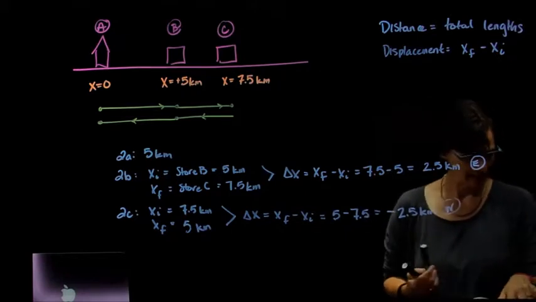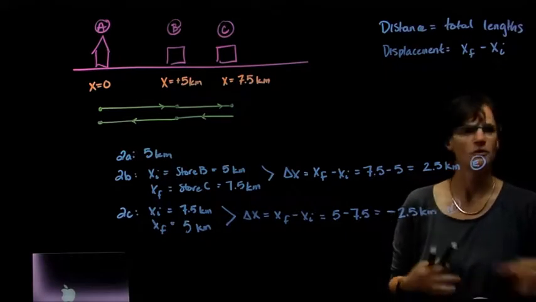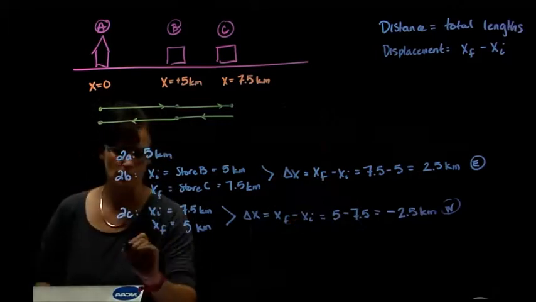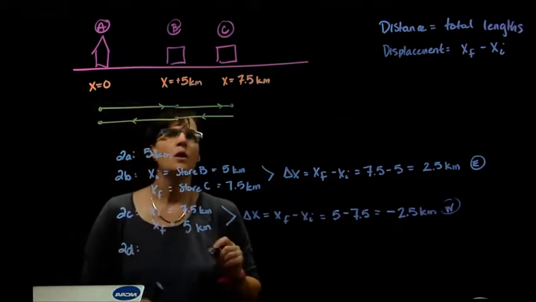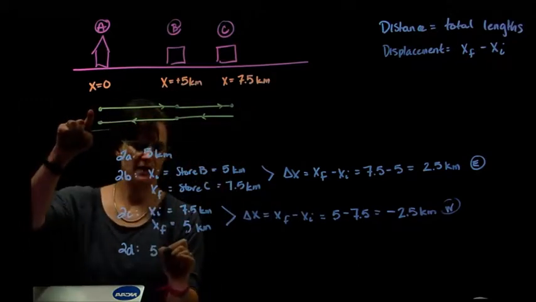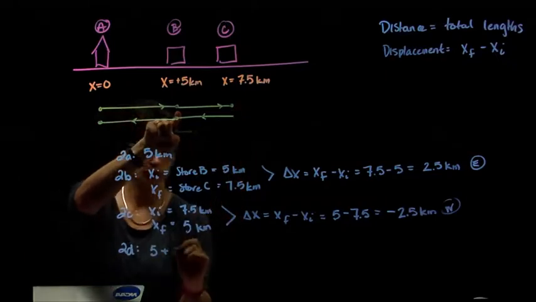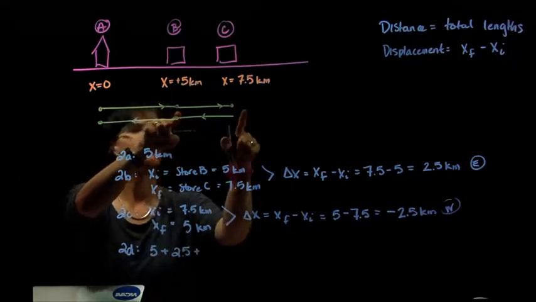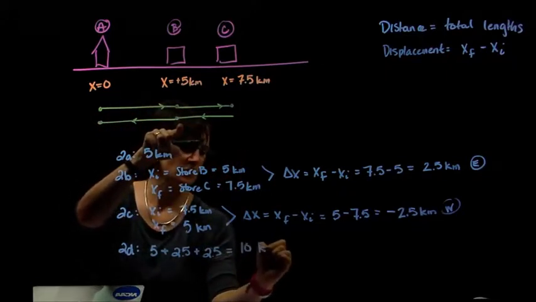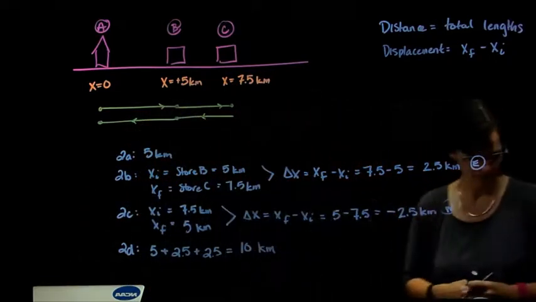What's the total distance Jeanie traveled when she arrived at store B for the second time? So the total distance from the beginning until the end. So this is part 2D. Well, we have to add those total lengths. So she goes to store B, that's 5. Then she goes from B to C. Well, the length between B and C is 2.5. Then she goes back to store B and is there the second time. So we see she travels a total distance of 10 kilometers, just adding up those lengths.